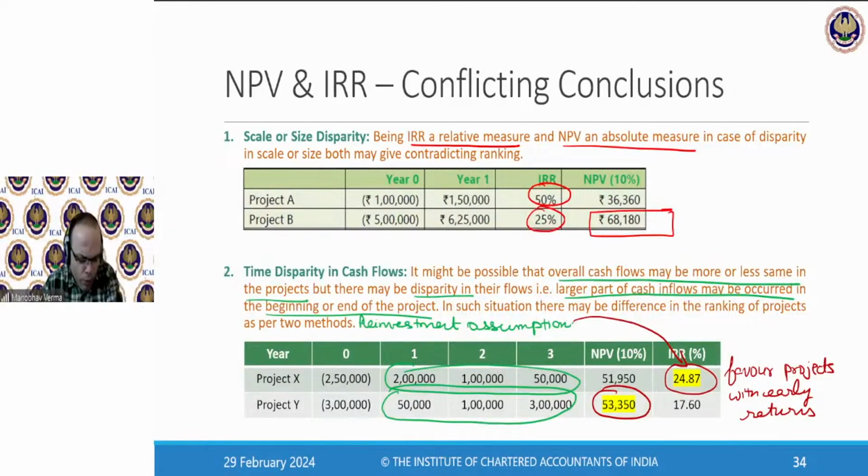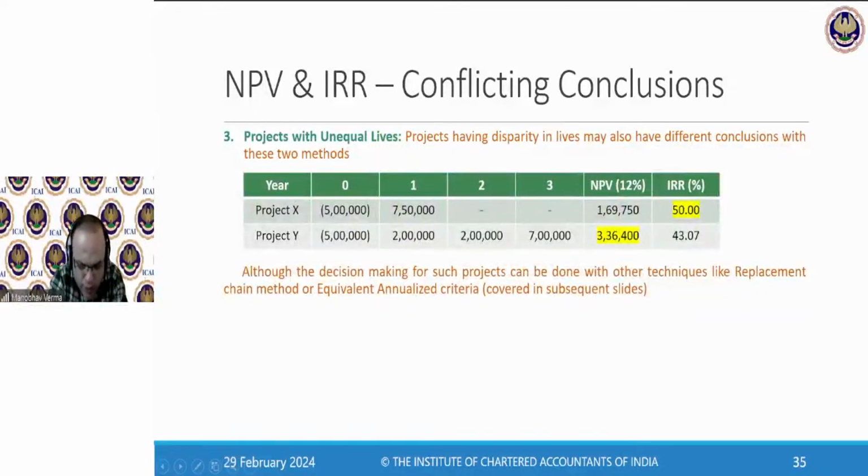Now, there is one more scenario where you could have a conflicting decision with NPV and IRR. The scenario here is projects with different lives. Project X has only 1 year in tenure. Project Y has 3 years in tenure. Project X has a 50% IRR straight away, and project Y has 43%. But you could see the NPV is significantly higher for project Y.